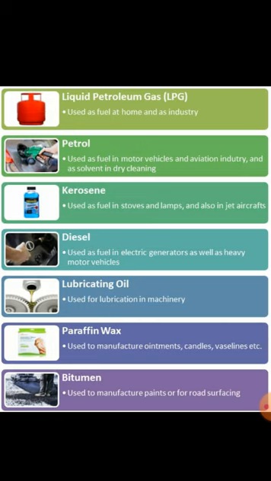Paraffin wax is used in the manufacture of ointments, candles and Vaseline. Bitumen is used in the making of paints and also for road surfacing.